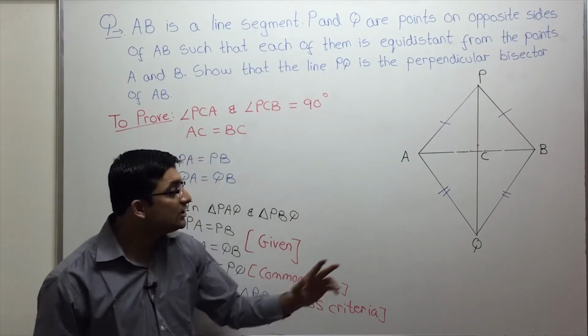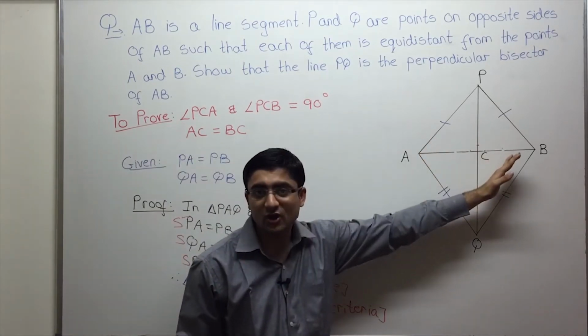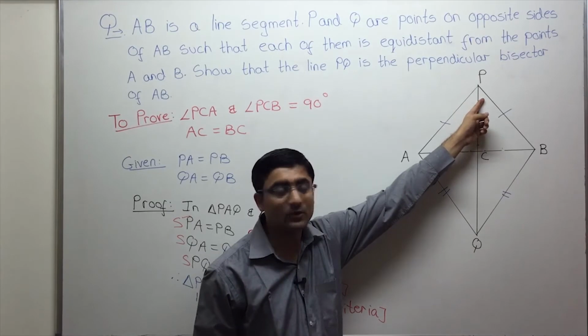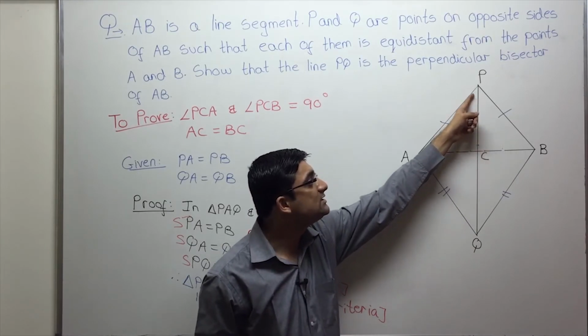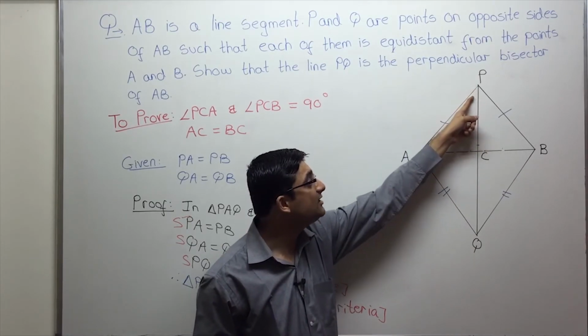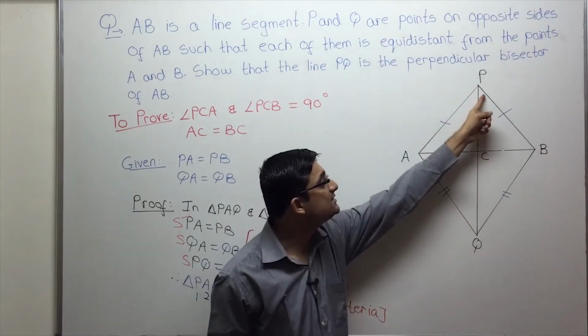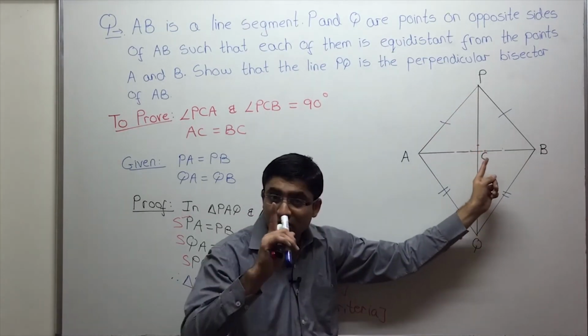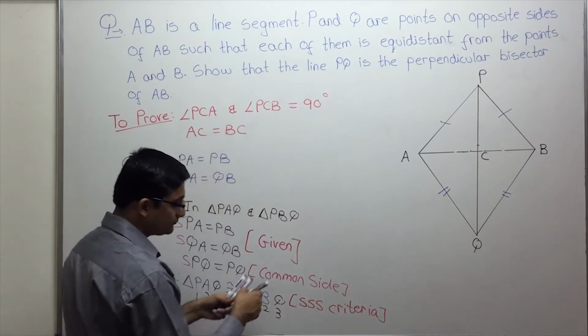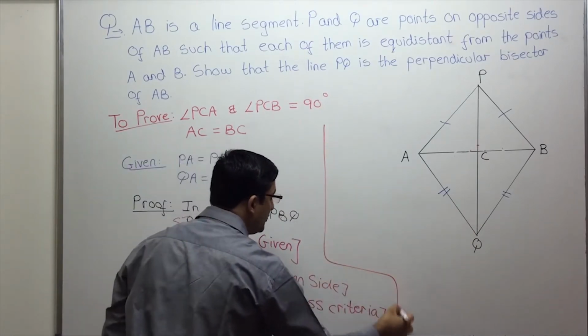Now what is the use? The use is that once these two triangles are congruent, we can get these two angles to be equal. How do I get these two angles to be equal? See, what is this angle over here? This is angle P of this triangle. What is this angle? Angle P of this triangle. So let's check if they're equal or not. So what I'll do is, I'll continue it over here.